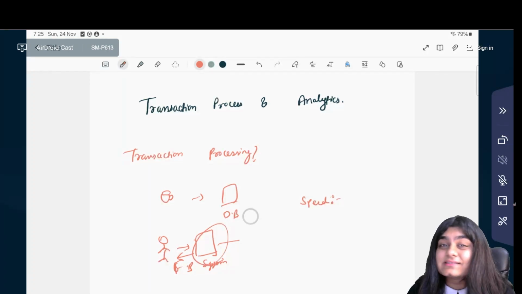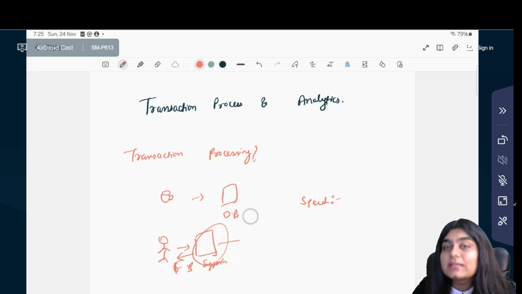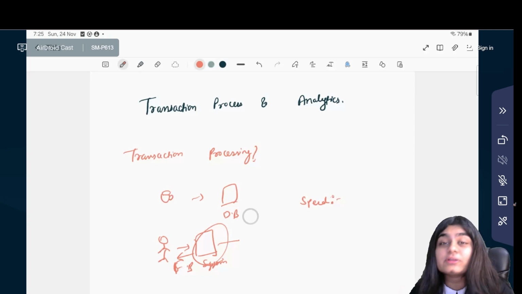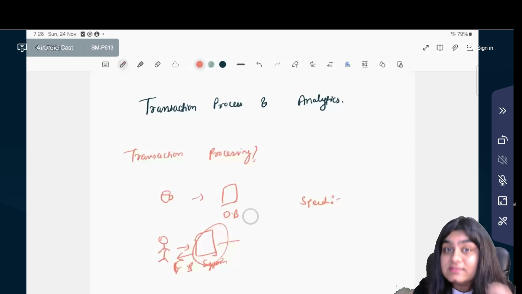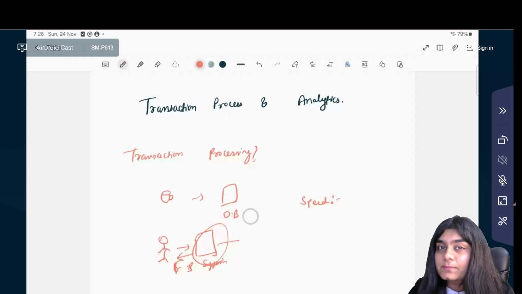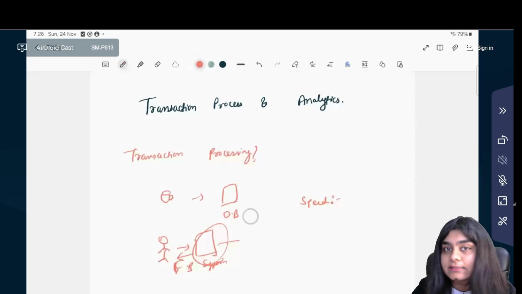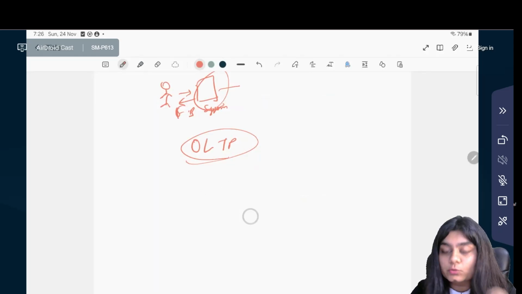Okay, let's take an example and understand it in a better way. Think about your bank's mobile application. When you transfer money, the transaction must be recorded immediately and you need feedback immediately, usually within seconds. The system works under the principle of online transaction processing, that is called OLTP. Okay, so let's get deeper into OLTP.